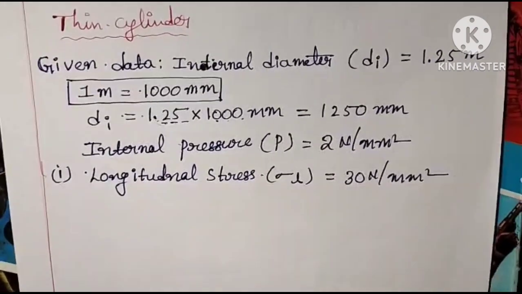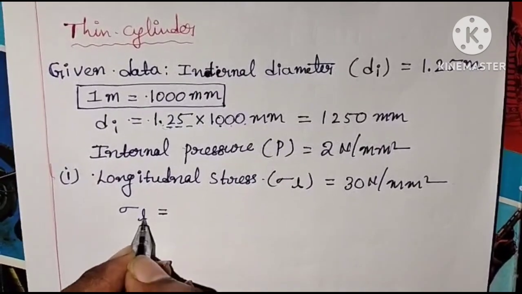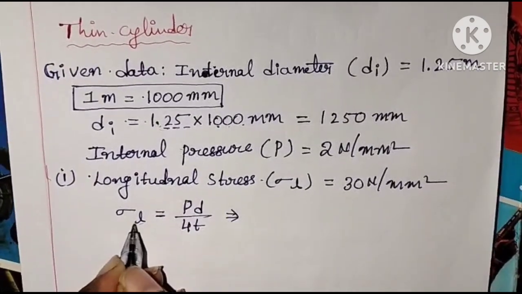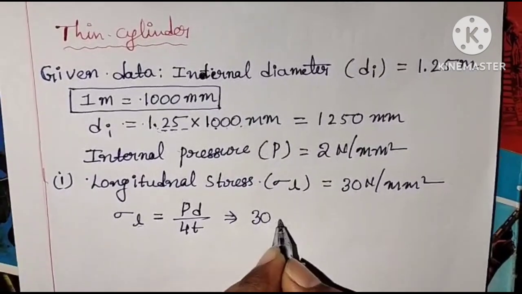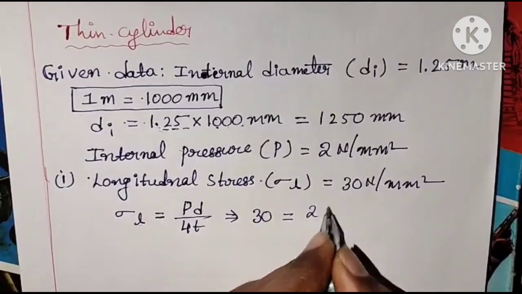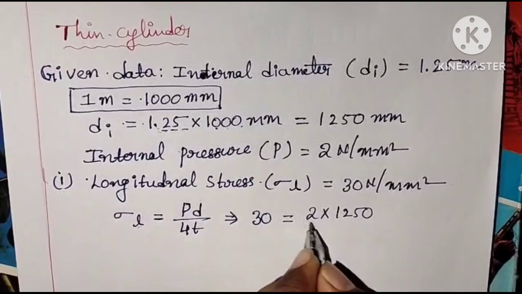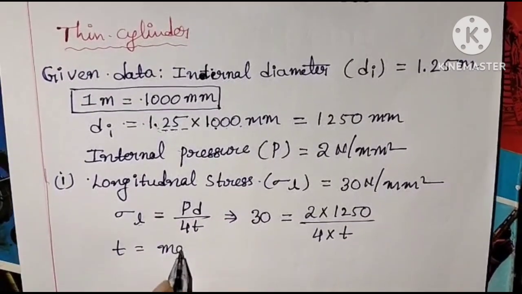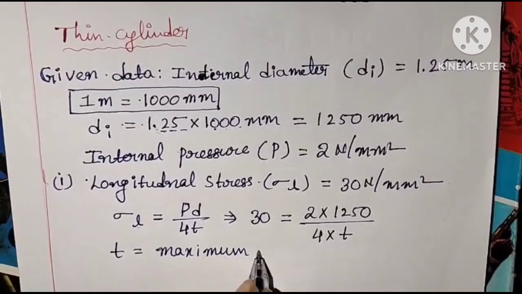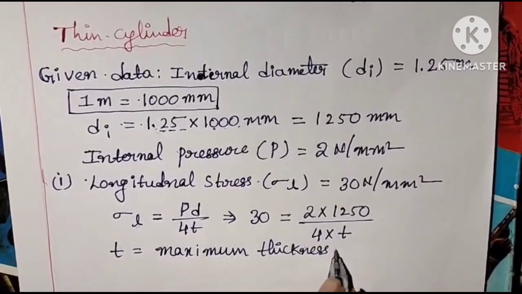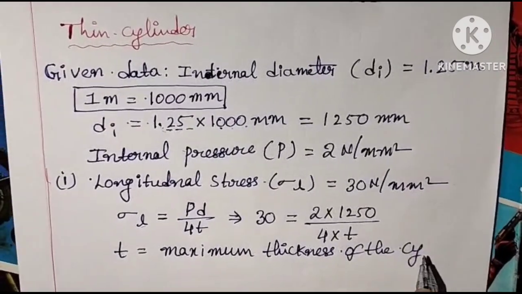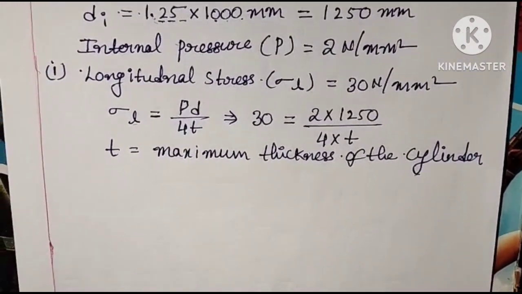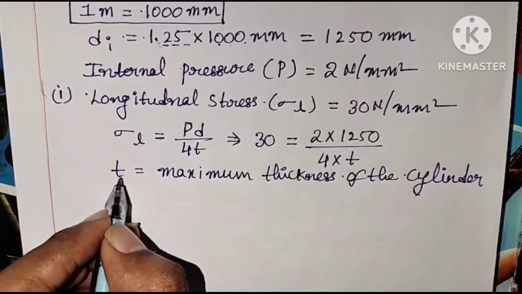So what is the formula for longitudinal stress in thin cylinders? Sigma L is equal to PD by 4t. Now substitute all values. Sigma L is 30, equal to internal pressure 2 into internal diameter 1250 mm by 4 into t. Here t is the maximum thickness of the cylinder. Okay, we need the maximum thickness of the cylinder. Let us simplify this.